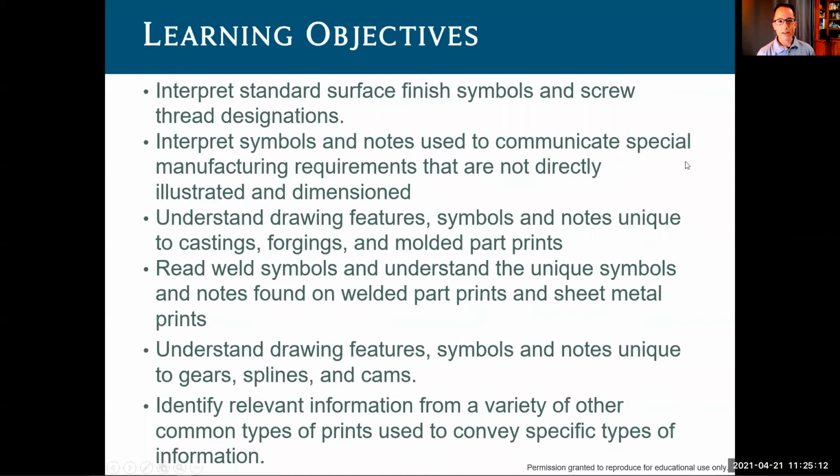We will look at and understand the standard symbols that are used to communicate surface texture requirements and surface texture treatments and coatings. We'll interpret symbols and notes that communicate unique manufacturing requirements that are not directly dimensioned on the prints. We'll be able to analyze the drawing's features, the symbols, and the notes that are unique to castings, forgings, and molded part prints. You'll read the basic weld symbols and interpret their meaning.